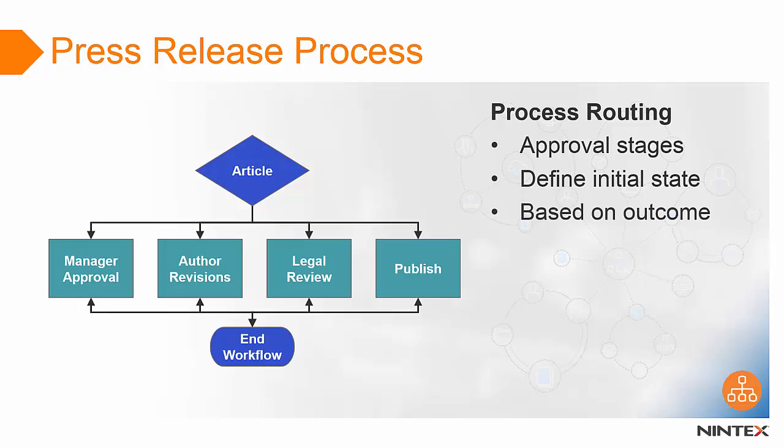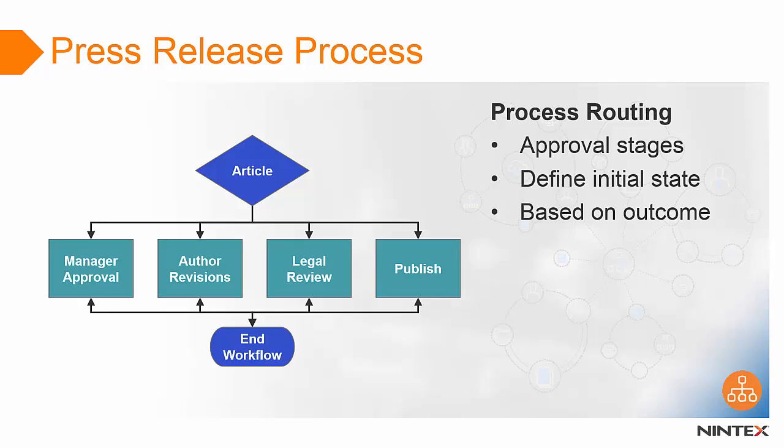Once the workflow begins, the manager is given a task to approve the submitted article, and depending on the outcome, will determine whether it goes to author for revision or legal for review. If approved, it's sent to legal, where they can review, and again, depending on the outcome, will determine which process branch to change to next.